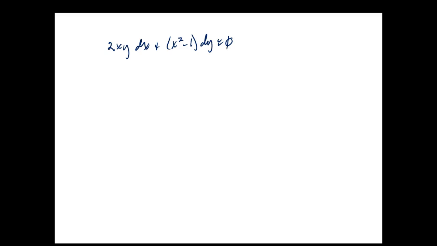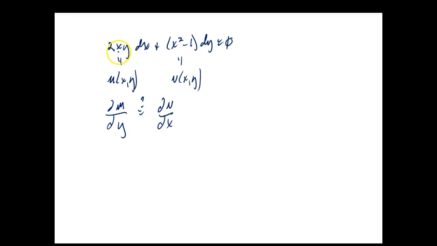Oh, it's an easy example, okay? So let's do it. First thing you do is identify this is your m of xy. This is your n of xy, okay? With that in mind, what you want to do is do your partial. Partial of m with respect to y, and see if that's the same as the partial of n with respect to x, okay?